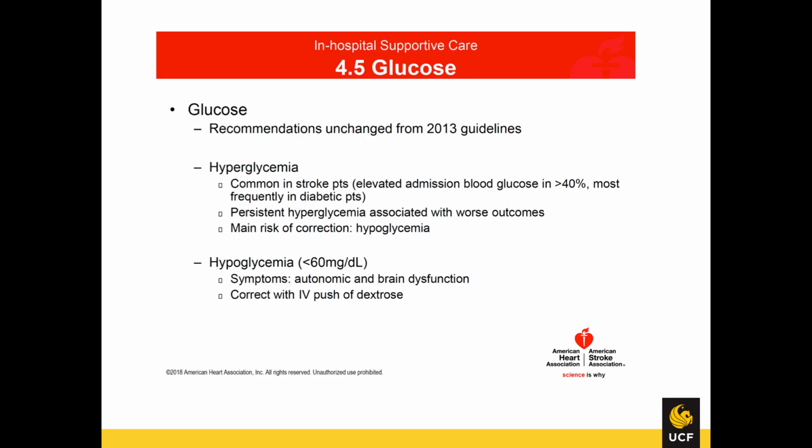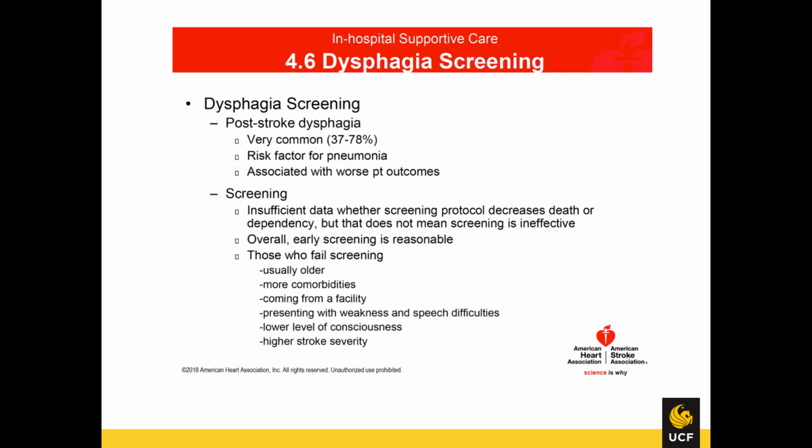We talked about glucose, really maintaining between 140 to 180. Hyperglycemia is common in stroke patients. It is worse in terms of outcomes when we have really high blood sugars, but like I mentioned before, not as bad as when you have hypoglycemia less than 60. How do we correct it? IV push dextrose. Why not an oral agent? Think about that, guys. If the patient's having an acute stroke, then we don't want to possibly have an aspiration event because they could be dysphagic. So keep that in mind as well.